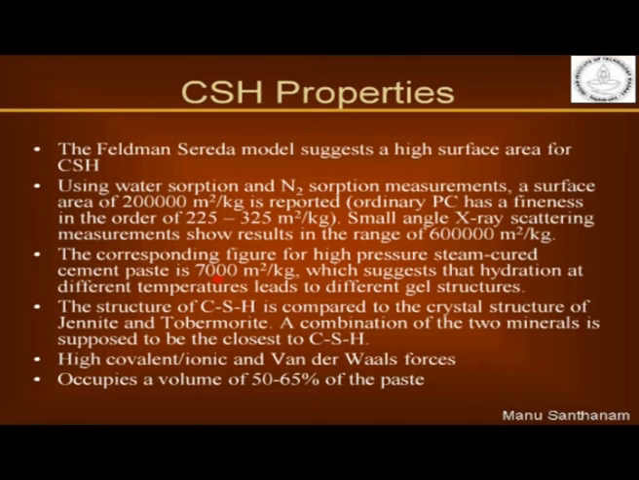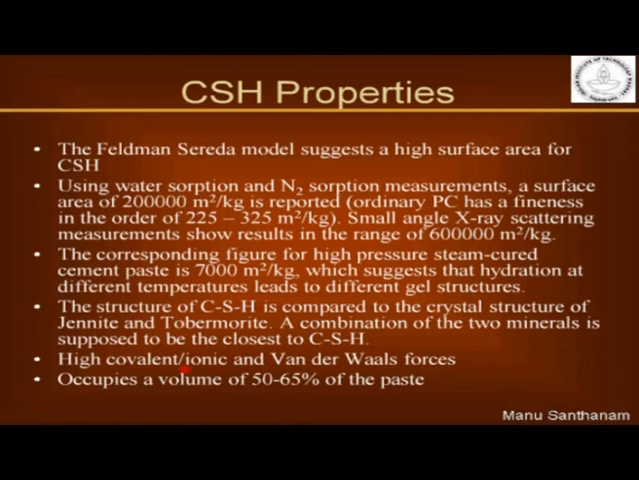So you have that problem definitely with the use of heat curing. Heat curing leads to a lower surface area of your CSH and higher macro porosity within the CSH. Again, CSH occupies 50 to 65% of your paste. It's got high covalent, ionic and van der Waals forces that keep it very cohesive, and that's basically responsible for the binding nature of your cement paste itself.